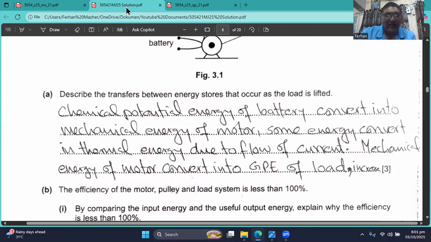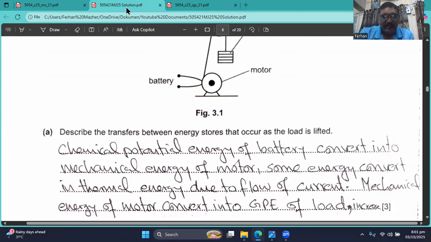The answer which I wrote is: chemical potential energy of the battery converts into mechanical energy of the motor. Some energy converts into thermal energy due to flow of current. Mechanical energy of the motor converts into the gravitational potential energy of the load. It means that the gravitational potential energy of the load increases. It's a 3 marks question.